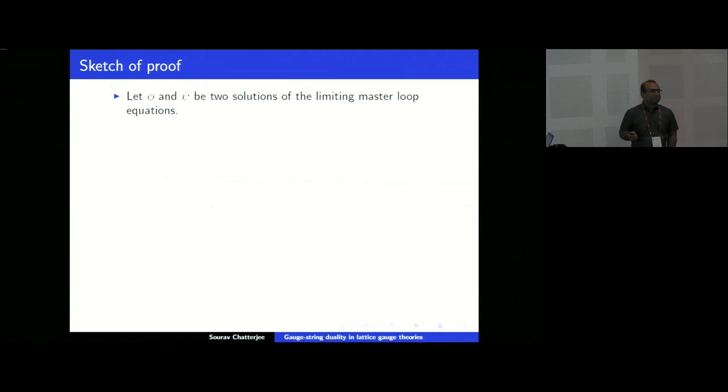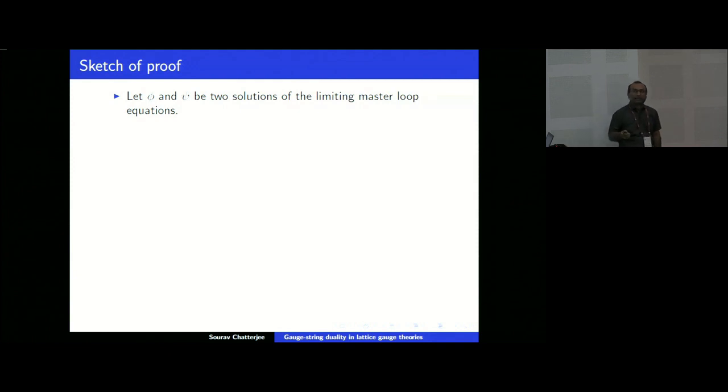Okay, so here's a sketch of the proof. There's one more result, another result which says there's this gauge-string duality. But before going to that, let me tell you the proof of this result. How do you show that there is a unique solution of the system? Because it seems like a complicated system. How do you show that there's a solution when beta is small enough?